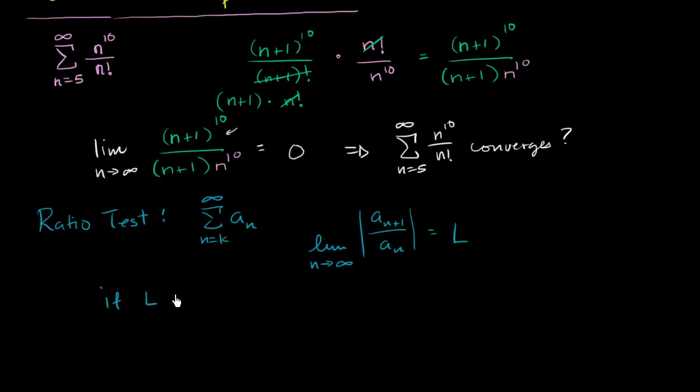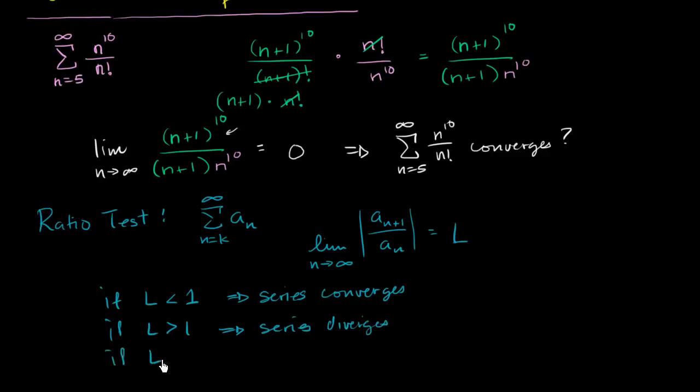The ratio test tells us if L is less than 1, which was the situation here, L is clearly less than 1, then the series converges. Some definitions just say it's absolutely convergent. It will converge absolutely. The absolute value of the series converges, but then that also means that the series itself converges. If L is greater than 1, the series diverges. And if L is equal to 1, it's inconclusive. We don't know. We would have to do some other test to prove whether it converges or diverges.